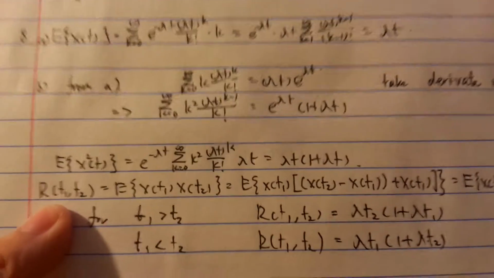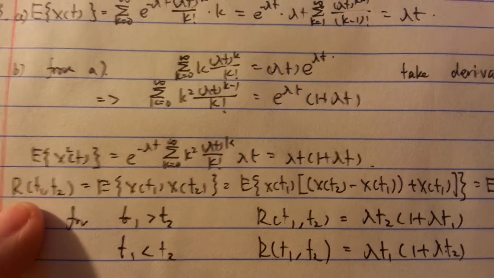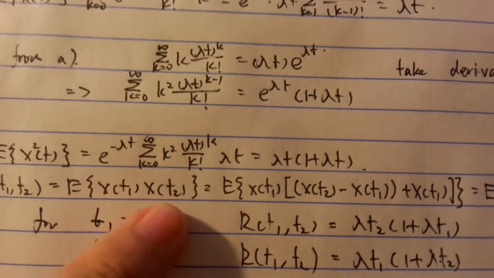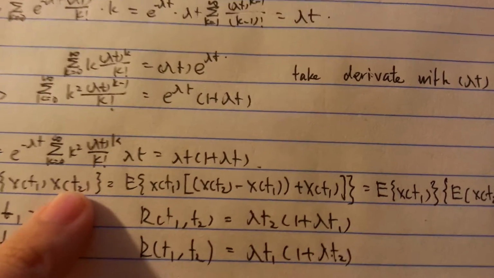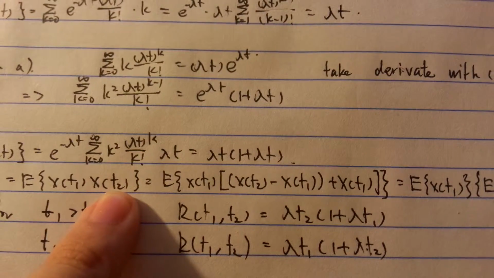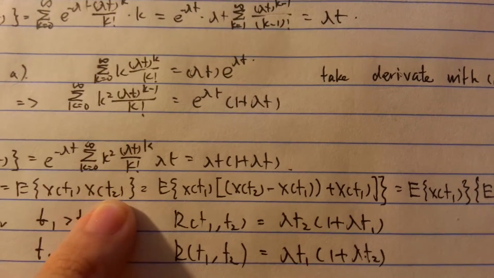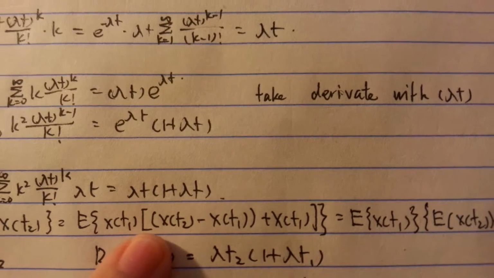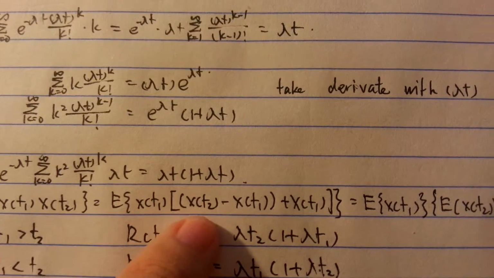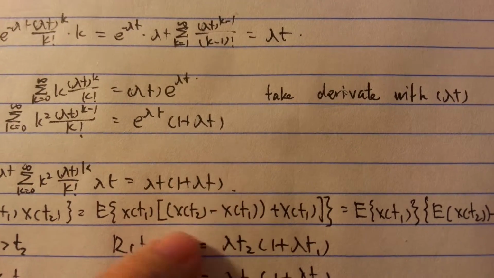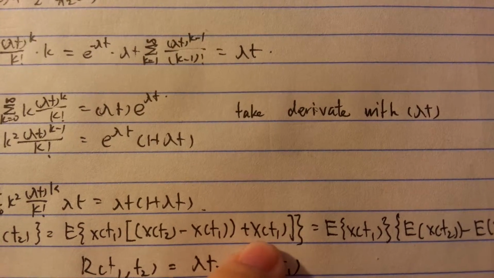Secondly, we need to find the autocorrelation function of this random process. What we need to do is to calculate the expectation of x of t1 times x of t2. Also, we know from the problem that if x of t1 and x of t2 are non-overlapping, they are independent, so we just make them non-overlapping. We let x of t2 minus x of t1 be independent of x of t1, and then we add x of t1.